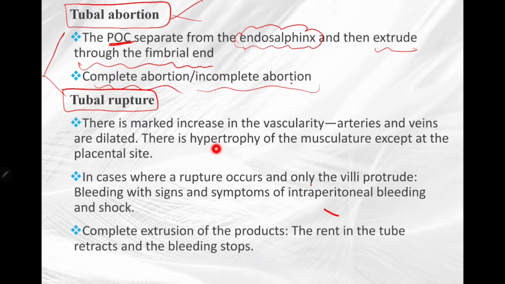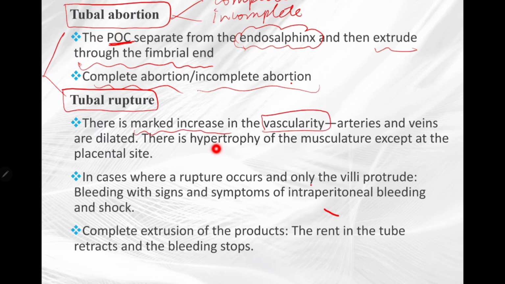So tubal abortion can be either a complete abortion or an incomplete abortion. So next is tubal rupture. In tubal rupture, there is a marked increase in the vascularity.